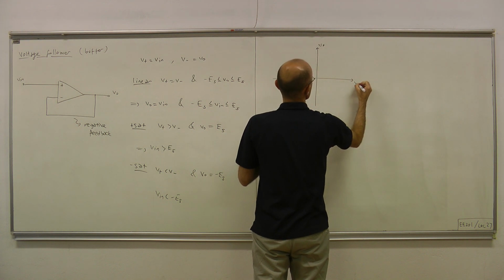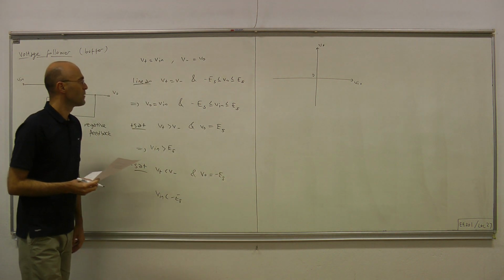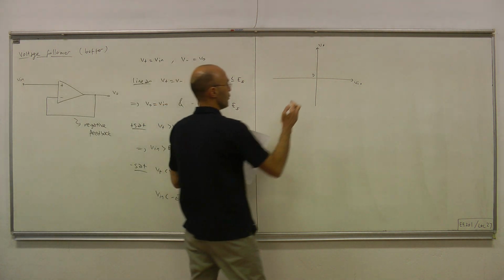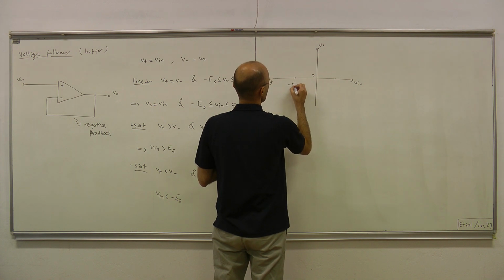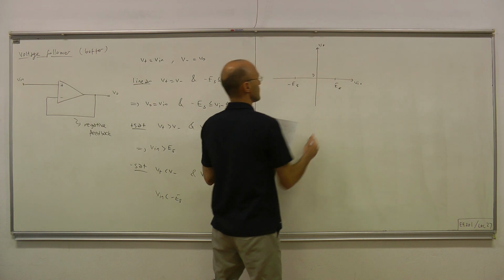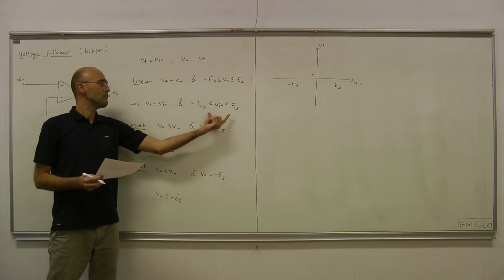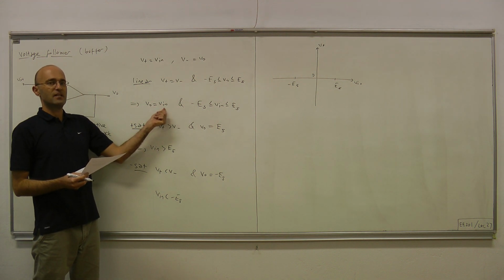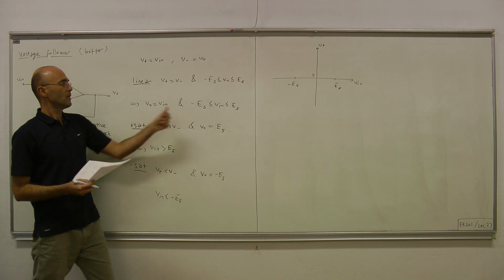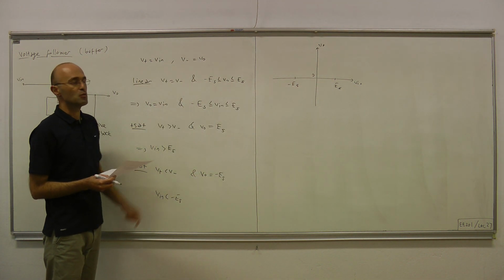V out versus V in. It's the origin. So what we have figured out is the following for the voltage follower buffer. As long as the input voltage is in between minus ES and plus ES, V out exactly equals V in. Therefore, the slope of that line is 1. V out over V in is 1.